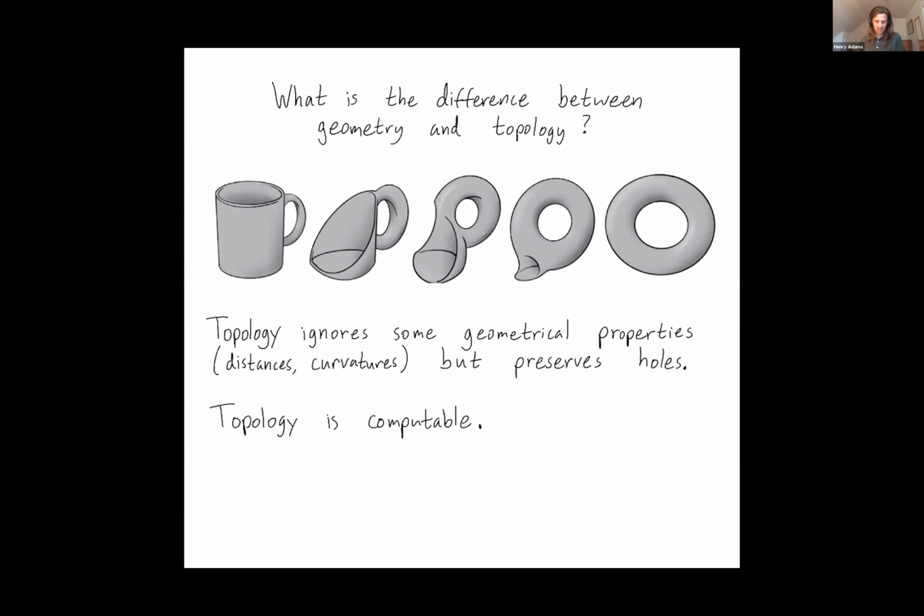Persistent homology is sort of a topic that merges geometry and topology. What's the difference between geometry and topology? They're both areas of mathematics. A geometer would care about the distance between points on this coffee mug, or the curvature on the inside or the outside of the handle of this coffee mug.